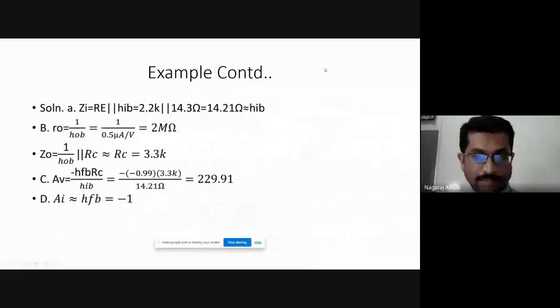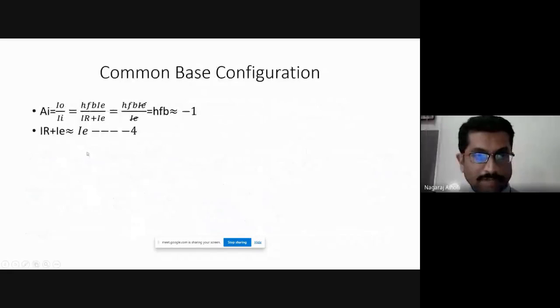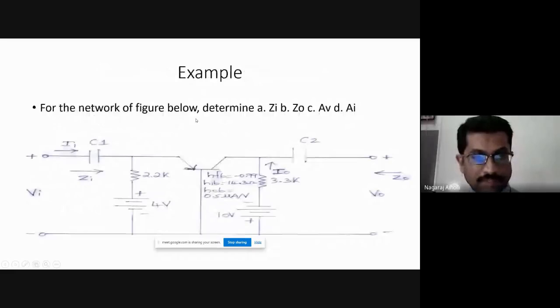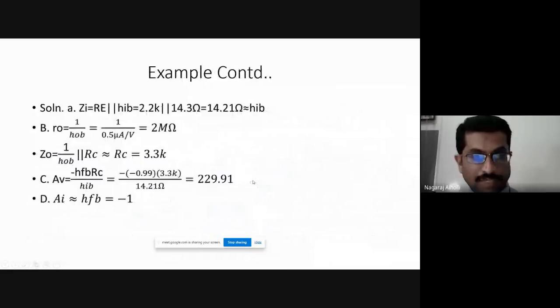Then finally current gain AI. AI is approximately HFB, according to the performance parameters we have derived. AI is HFB, that is approximately minus 1. HFB, what value have they given here? HFB is minus 0.99. That is minus 1 approximately. Therefore, current gain is approximately HFB, that is equal to minus 1. Right?